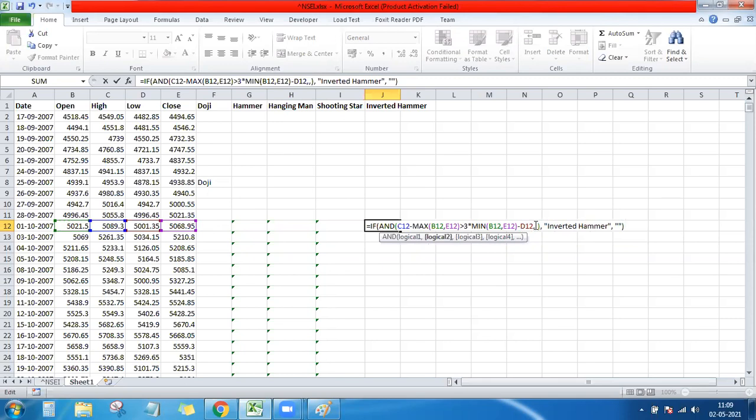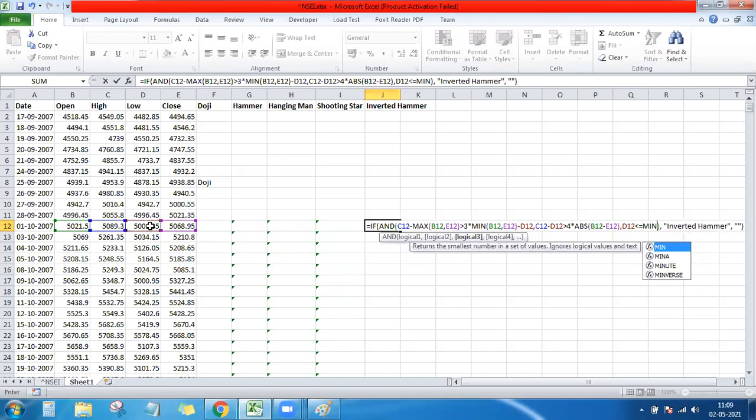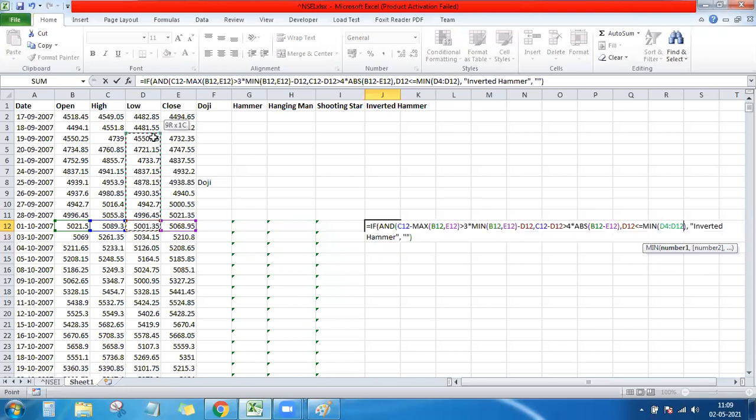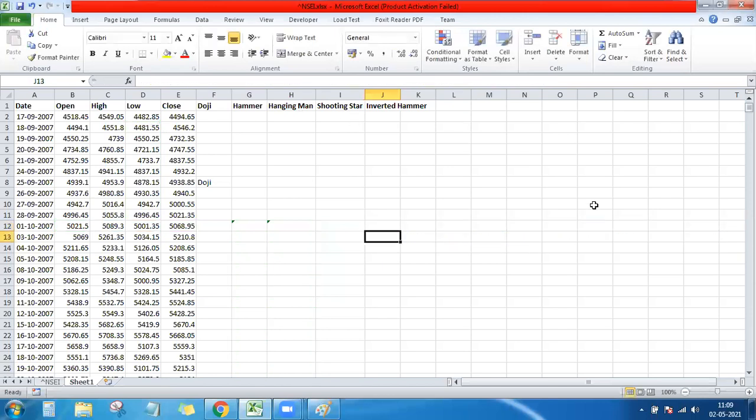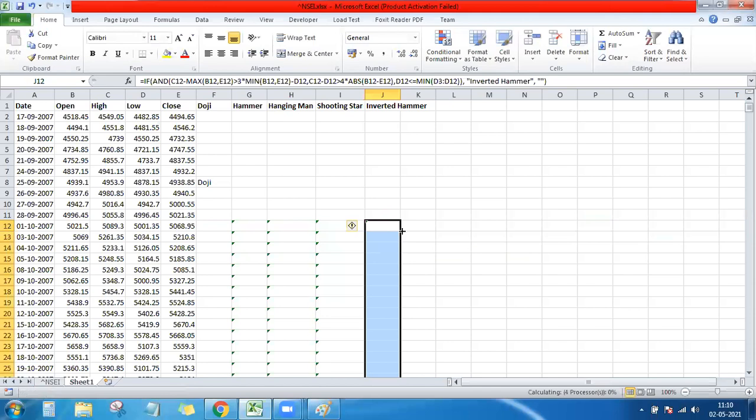Second condition is regarding the real body of the candle. So high minus low should be greater than 4 times multiplied by the absolute value of open minus close. And the third condition is current low is lesser than or equal to the minimum of the lows of the previous 10 candles. Press enter and copy that onto every cell.